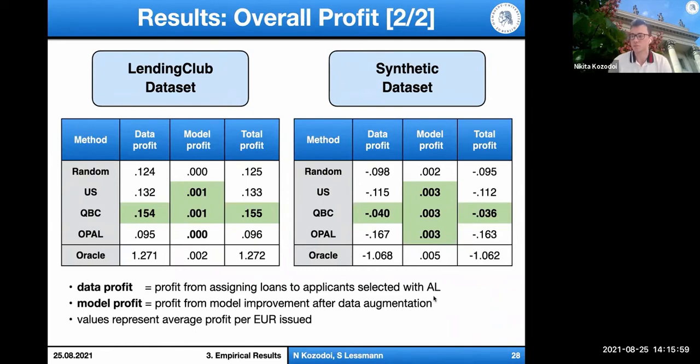And this is what is observed because of the difference in the bad rate among the data sets. On Lending Club data, where the bad rate is rather small, the data augmentation cost is not substantial. Whereas on the synthetic data set, where the bad rate is high, you see that there is a data augmentation cost that outweighs the model profit.